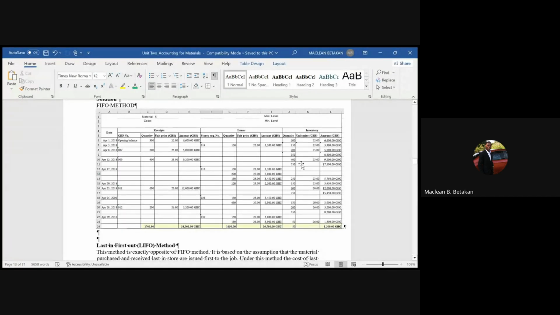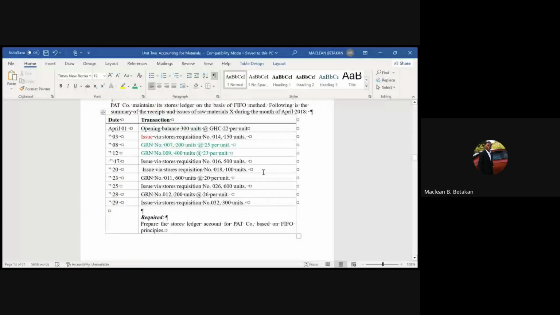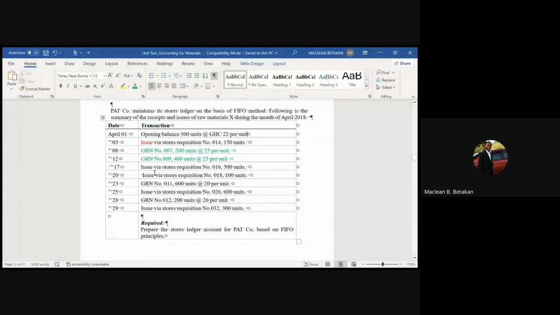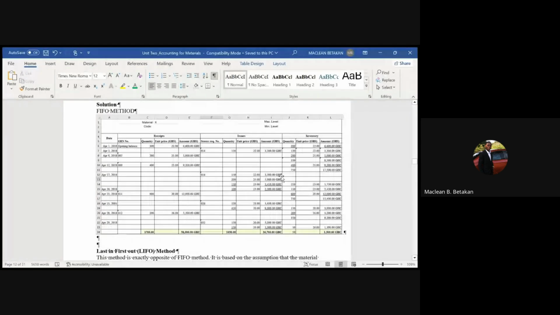Because we are not using simple average or weighted average, you see there is no price here. If it was weighted average, we would have divided 17,500 by 750 to get a price, and we'd put it there. But we are not using that, so we don't need this price. Then the next transaction was on the 17th. We are issuing 500 units. And because we have 750 units, we can issue 500 out, right?